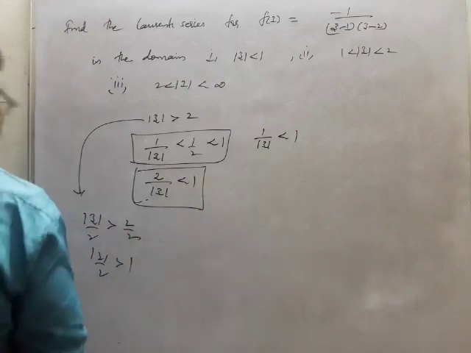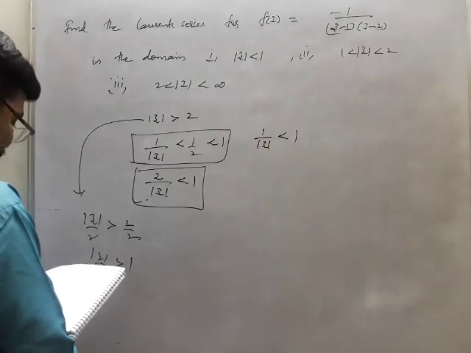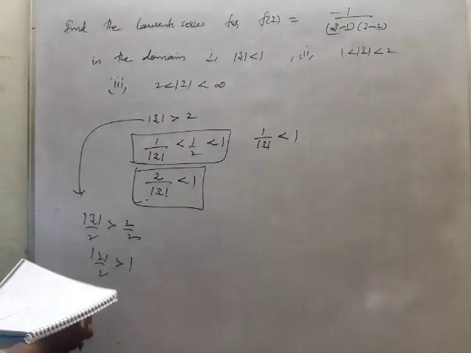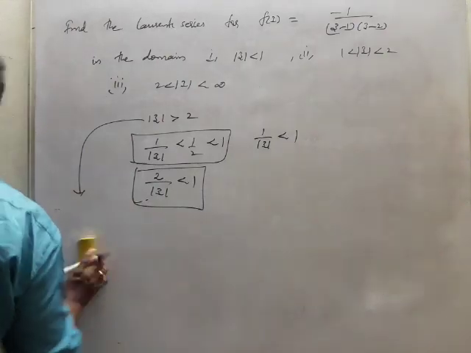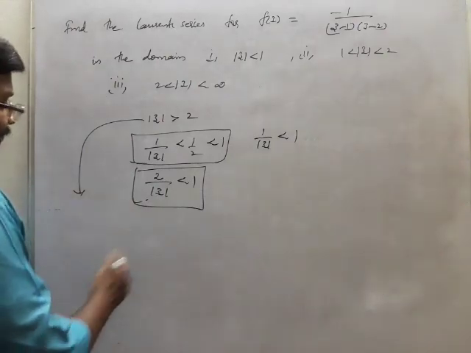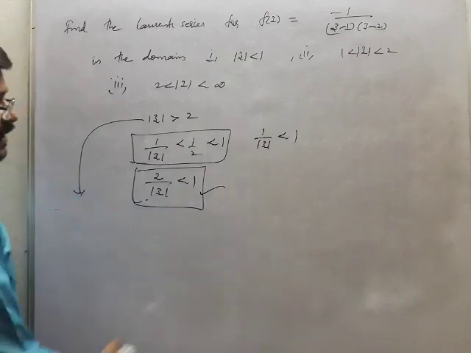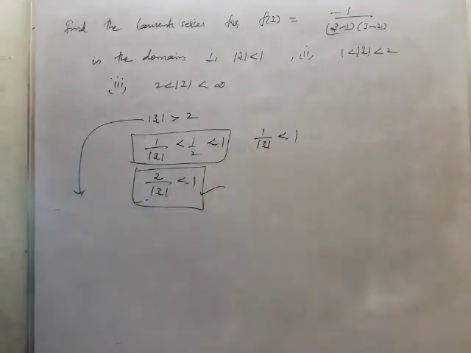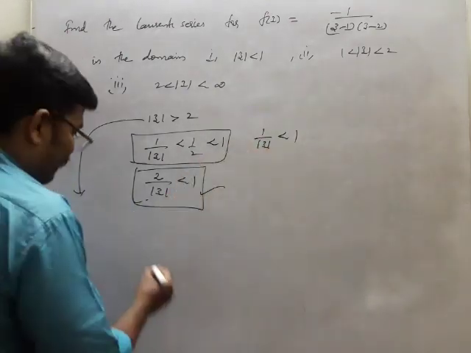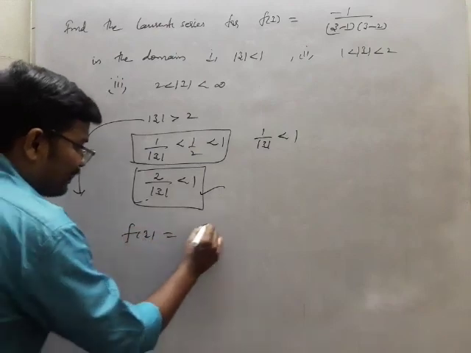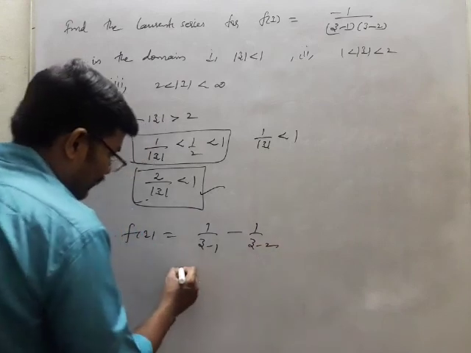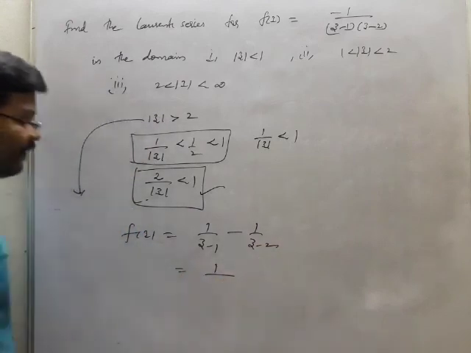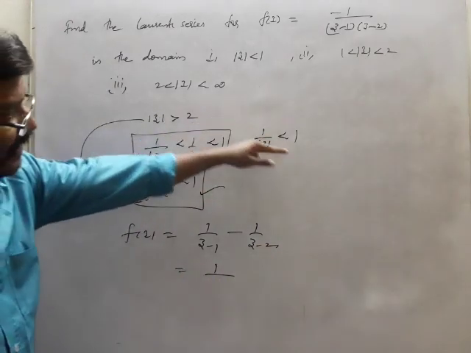And let me check once. The condition is 2 by mod z is less than 1 and 1 by mod z is less than 1. Yes, these are the two conditions which we have. Now f of z is given as 1 by z minus 1 minus 1 by z minus 2. So therefore 1 by mod z is less than 1.